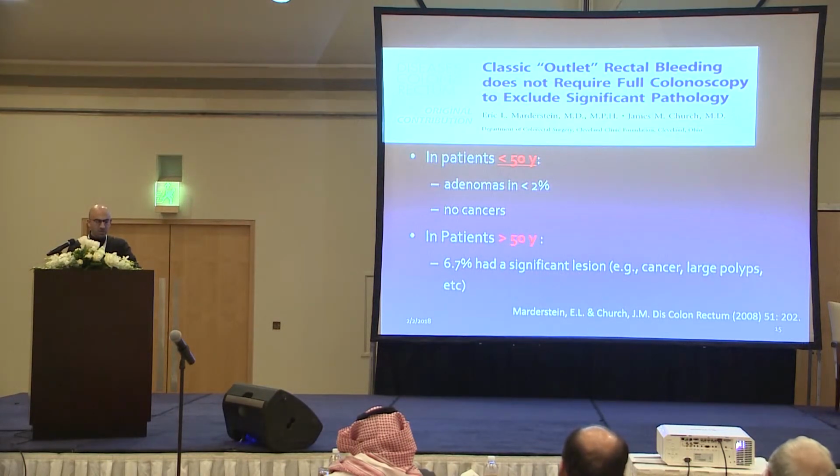And this is the paper I'm referring to, to answer the previous question. This is a paper from Cleveland Clinic, done by Church and his group. They looked at classic outlet rectal bleeding in patients who are less than 50 and older than 50. And they found that patients who have classic outlet bleeding who are younger than 50 had an adenoma rate of less than 2%, and no cancer was identified in that cohort.